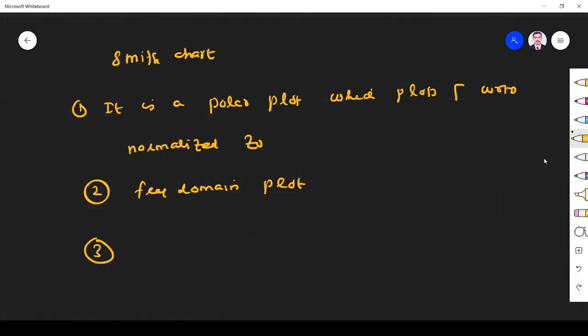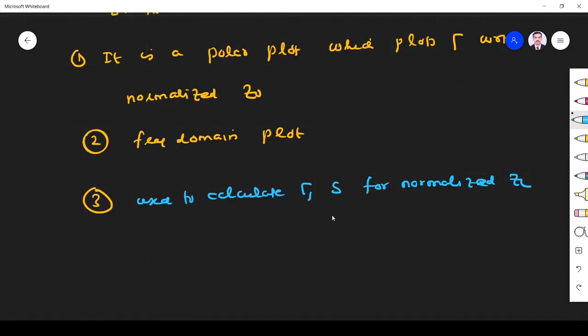By using Smith chart, what can we calculate? Gamma, VSWR, or normalized Z. So what are the components of Smith chart? It comprises constant R and constant X circles. So these things we have to know.